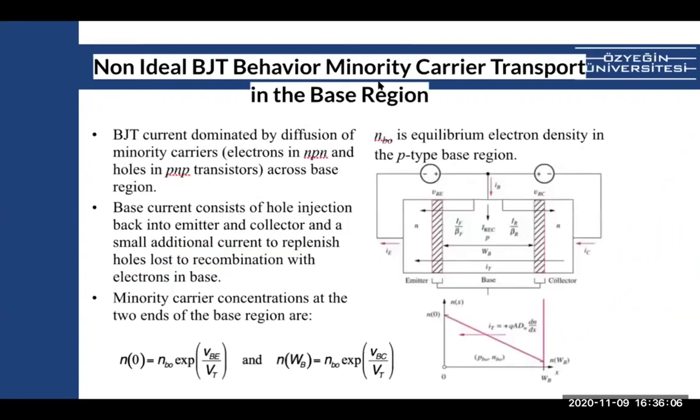Then there is a phenomenon due to the minority carrier transport in the base region. So what is the minority carrier transport? Assume this is a transistor, like we draw it in the flipped way. So this is base, this is emitter, this is collector. And there is one diode here, and then another diode here. And the depletion regions of these diodes are basically shown here. This is one depletion region, and the other is the other depletion region.